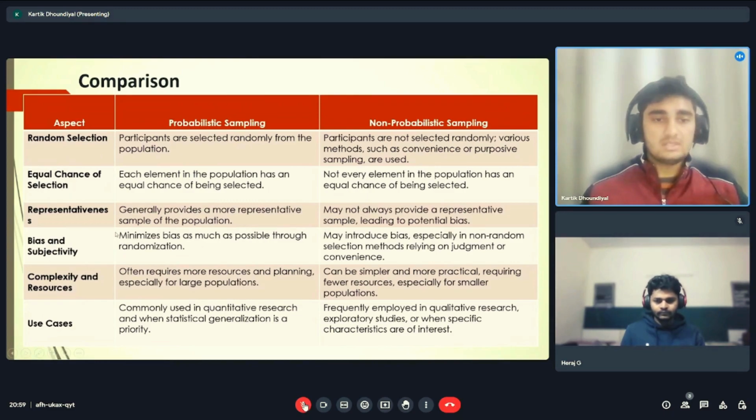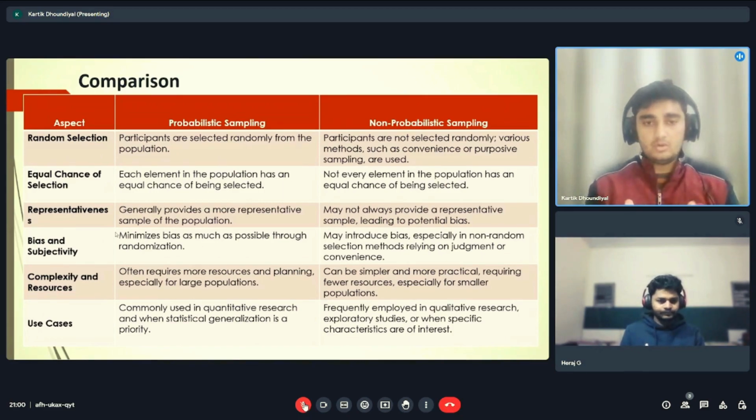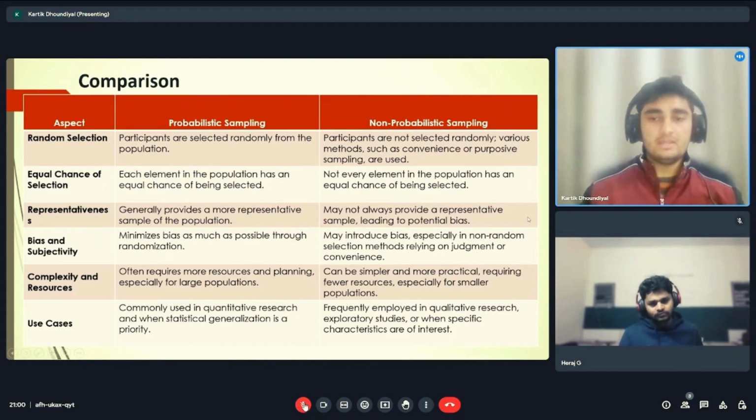Representativeness. Probabilistic sampling generally provides us a more representative sample of the population, while in non-probabilistic sampling we do not get that, which can lead to bias. Talking about bias and subjectivity, probabilistic sampling minimizes bias as much as possible through randomization, while non-probabilistic sampling may introduce bias, especially in non-random selection methods, relying on judgment or convenience.